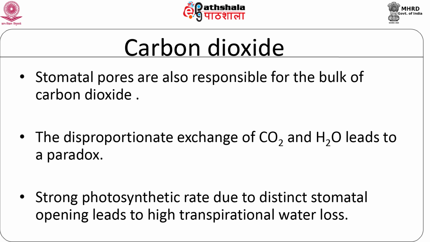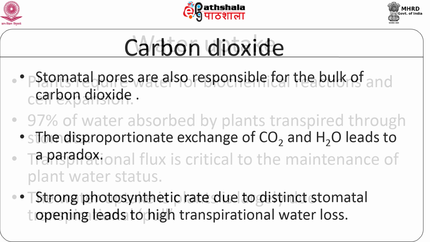And therefore, the relationship between transpiration and carbon dioxide uptake is also referred to as the transpiration ratio, or also called plant water use efficiency. Now, plant water use efficiency can be improved by enhancing the carbon assimilation relative to transpiration, or by reducing the transpiration relative to carbon assimilation.